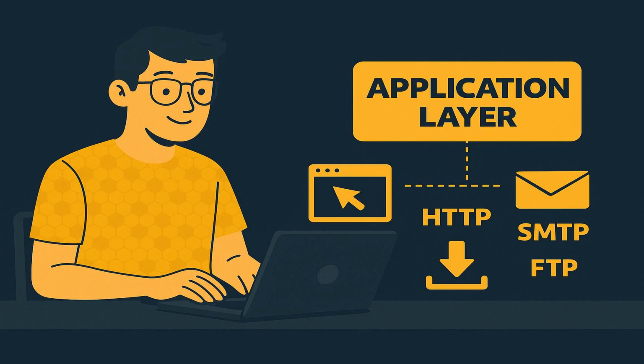First up, the application layer. This is where you, the user, interact with the network. Every time you open a web browser, send an email, or download a file, you're using this layer. It provides the interface and services like HTTP, SMTP, and FTP.